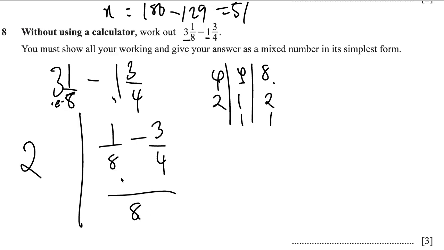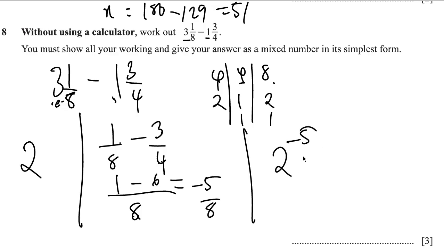So when 8 divides 8, we have 1. 1 times 1, 1, right? Negative 8 divided by 4 is 2, and 2 times 3 is 6, so negative 6. So 1 negative 6 is, sorry, negative 5 over 8. So we're going to have 2 whole negative 5 over 8, right?